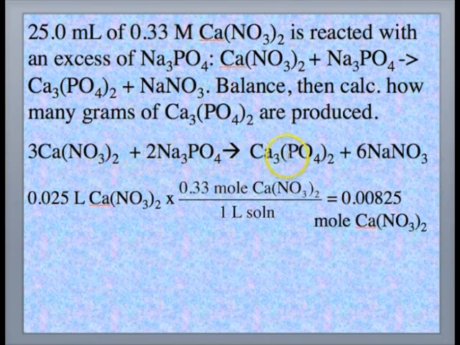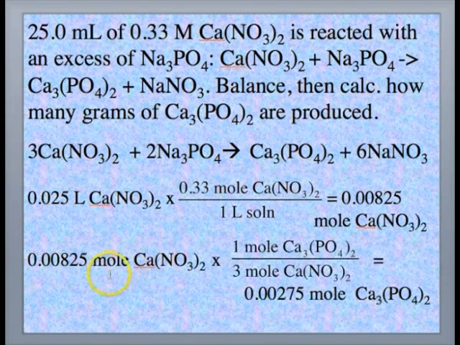Now I can use my balanced equation to go from moles of calcium nitrate to moles of calcium phosphate. So how do I do that? I use the 3-to-1 mole relationship. 3 moles of calcium nitrate form 1 mole of calcium phosphate in the balanced equation. So I make a ratio, putting calcium nitrate in the bottom, so it cancels with calcium nitrate. I'm left with 1 mole of calcium phosphate. That comes out to be 0.00275 moles of calcium phosphate.